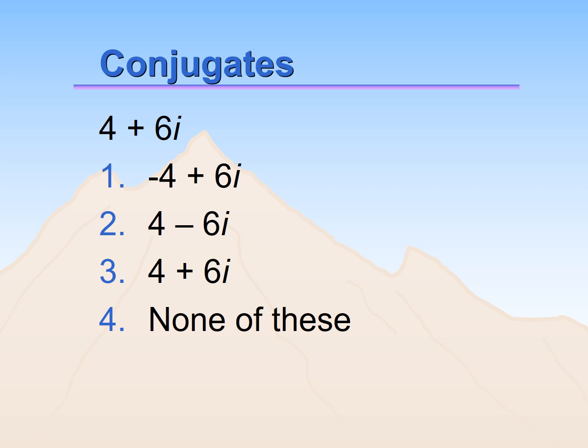So let's try this. What do you think the conjugate of 4 plus 6i is? You should have gotten 4 minus 6i. One more. Let's do this one. Negative 3 plus 2i. What would be the conjugate? You should have gotten negative 3 minus 2i. Notice the sign doesn't change on my first term. The only sign that changes is the sign in the middle.